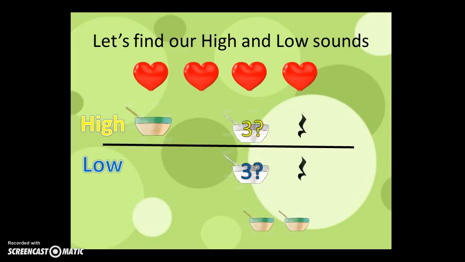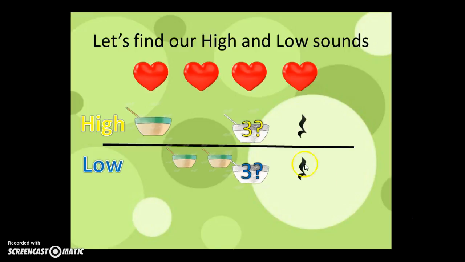The next one that we're going to look at is peas porridge. It has two sounds, so we're going to use these two bowls down here. Porridge. Is that a high or low sound? Is porridge high or low? Low. Good job. So we're going to put porridge below the line because it's a low sound.